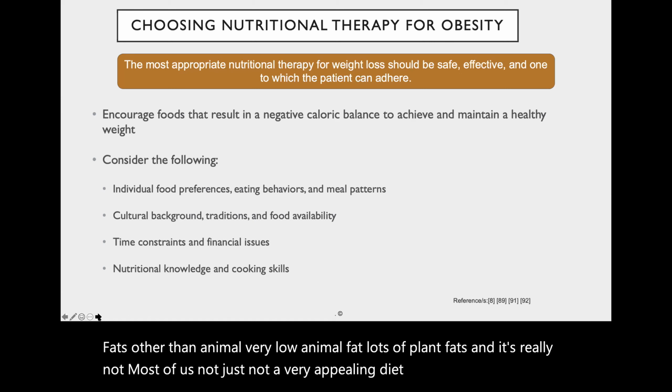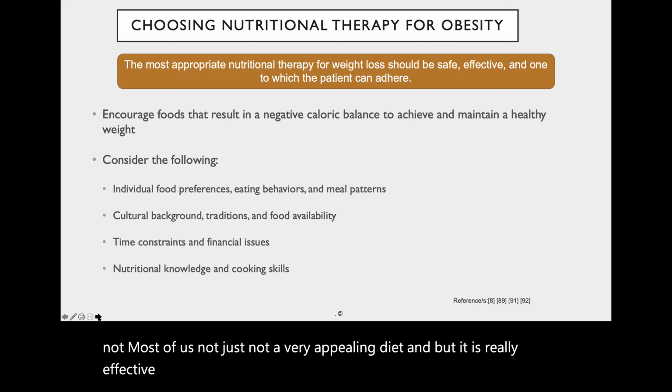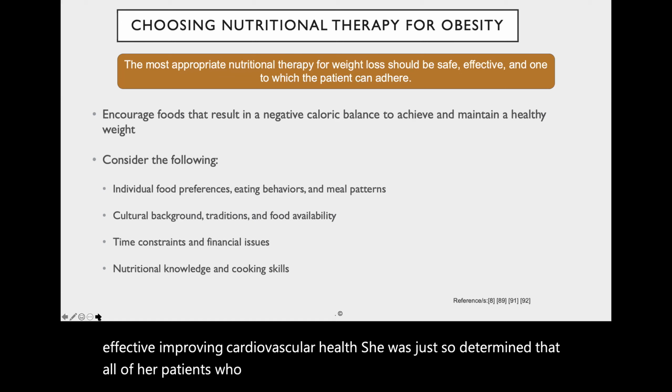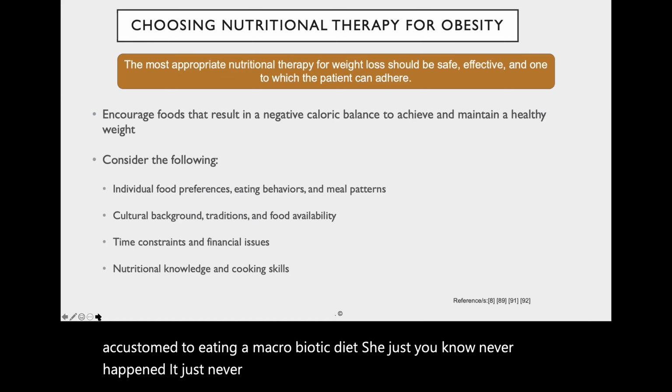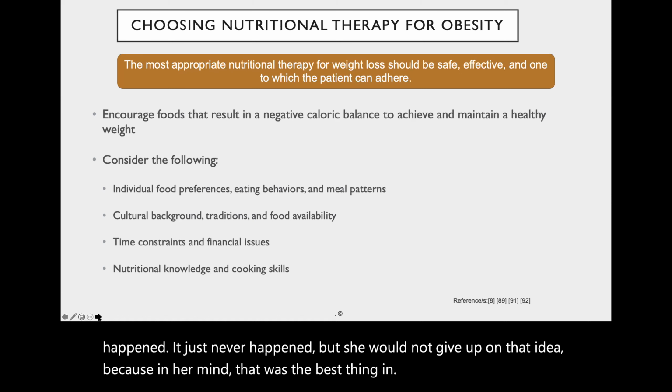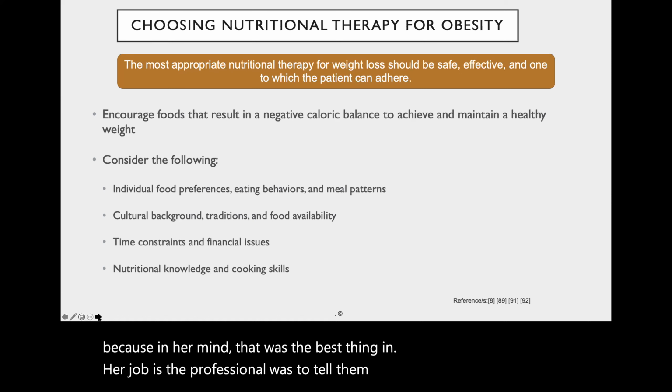But it is really effective in improving cardiovascular health. So she was just so determined that all of her patients who had cardiovascular risk were going to become accustomed to eating a macrobiotic diet. It just never happened. But she would not give up on that idea, because in her mind, that was the best thing. And her job as the professional was to tell them the best thing to do.